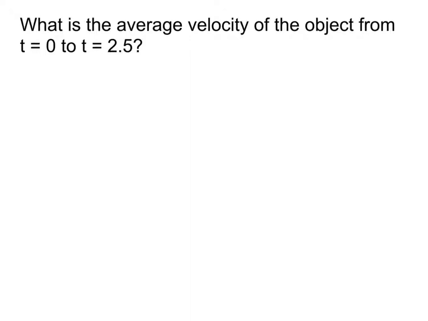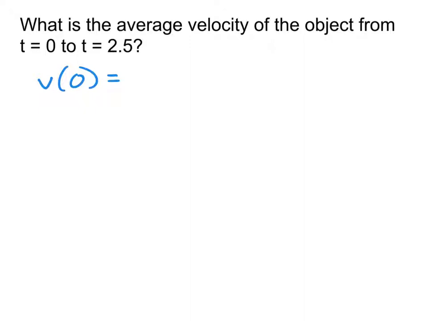So the very first thing we want to do is figure out the average velocity of this object from t equals 0 to t equals 2.5. All right, so in order to find this average velocity, basically I need to know what the velocity is at the start and the end. So what is the velocity? Let's write it over here like this. What is the velocity at 0?